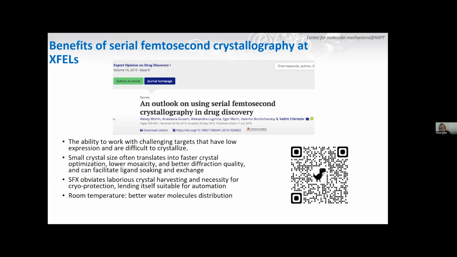And yeah, this approach is very beneficial for drug discovery, and you can read the details in our recent review. And also what is nice is that you can use crystals at room temperature, and you don't have the artifacts in structures that can be made by cryocooling, and you have no need to harvest the crystals. You just use the suspension of crystals or crystals dissolved in so-called lipidic cubic phase, and so on.